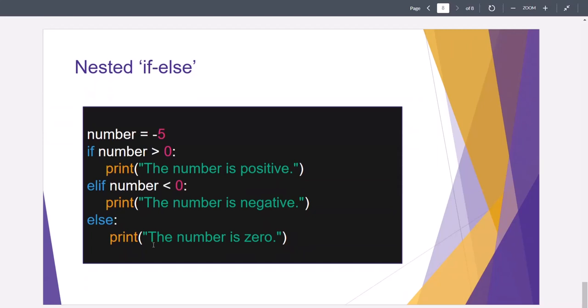You can also have multiple if-else statements. So we've got number equals -5. If number is greater than 0, we're going to say the number is positive. If number is less than 0, you're going to print the number is negative. And then we have the else for if the number is 0.